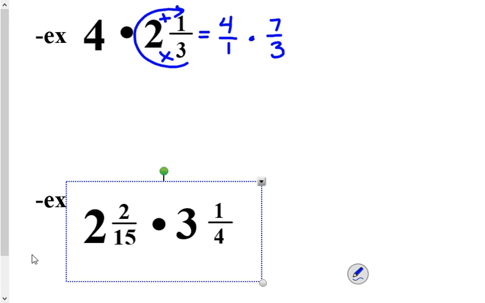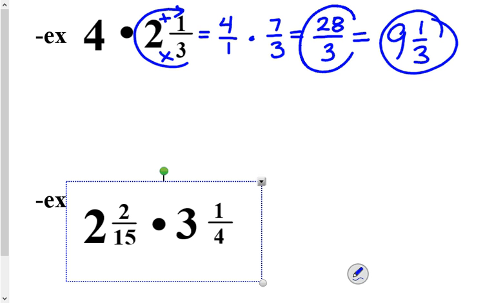Now I'm ready to see if I can cross simplify. Well, 4 doesn't have a common factor with 1 or 3. 7 doesn't have a common factor with 1 or 3. So I can't cross simplify. I'm going to just multiply across. 4 times 7 is 28. And 1 times 3 is 3. So I get 28/3. And 28/3, if I wanted to, it's improper. So 28/3 could be changed to 9 1/3. So 9 1/3 is my correct answer, or 28/3.